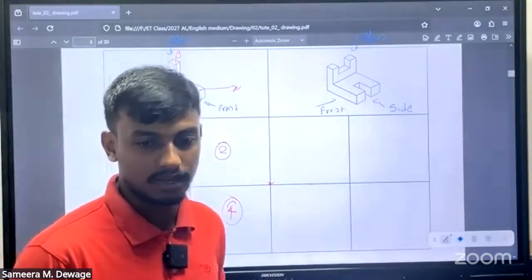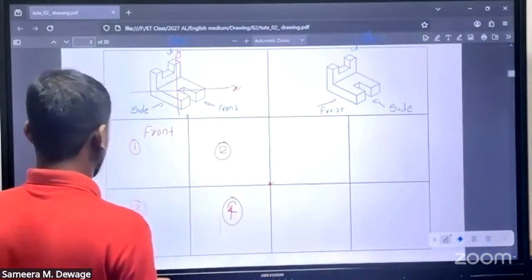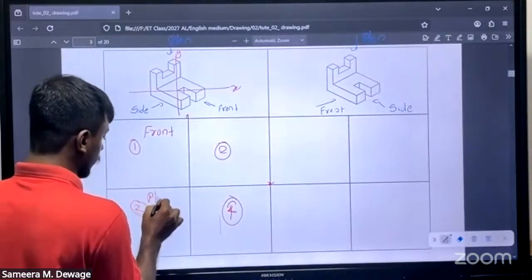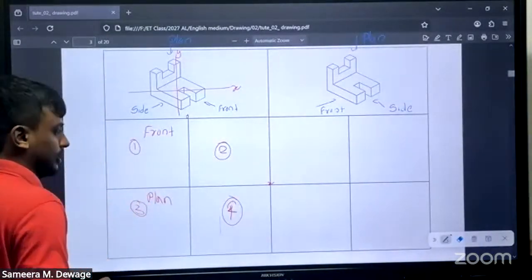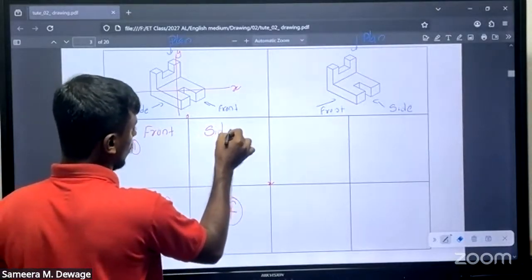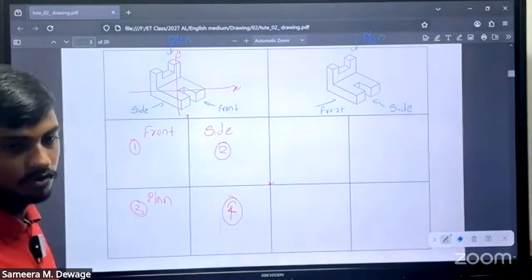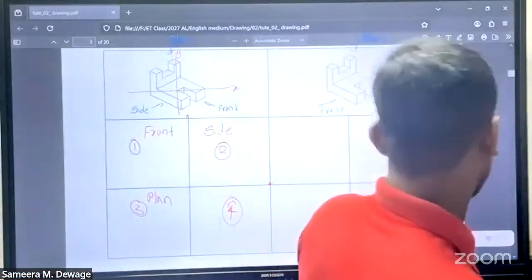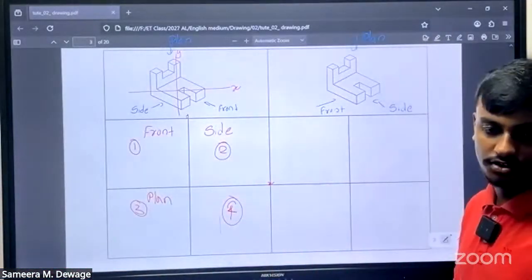Yes, all are correct. So we need to draw our plan view or top view here. Our side view we need to draw here. Right.